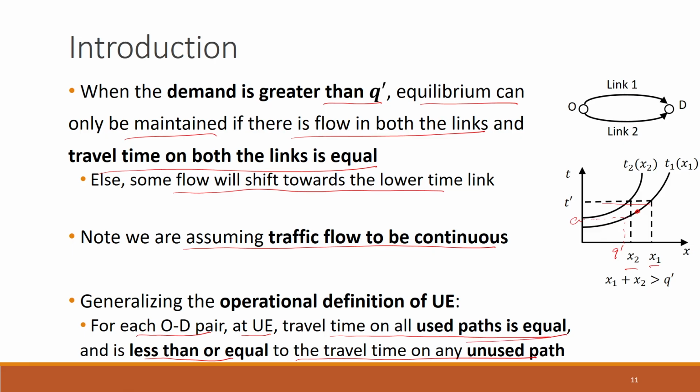If suppose there were 3 paths, or 3 links, in this example, and 2 of them were getting used, that is they had positive flow and one of them didn't, then the 2 paths that have positive flow will have equal travel time, but the travel time experienced on them will be less than or equal to the travel time experienced on the third path.